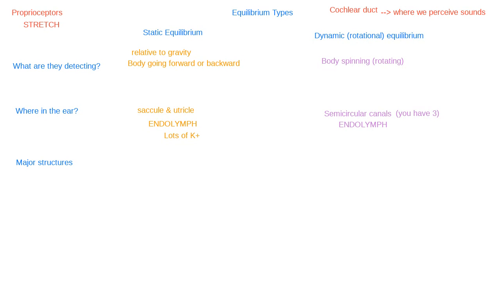Because that's where we perceive them or where we hear them, that is the part that is also full of endolymph fluid. So I have endolymph fluid in the cochlear duct where I hear sounds, and I have endolymph fluid in the semicircular canals that help me with spinning, and I have endolymph fluid in the saccule and the utricle that help me with knowing if my head is going forward or backwards.